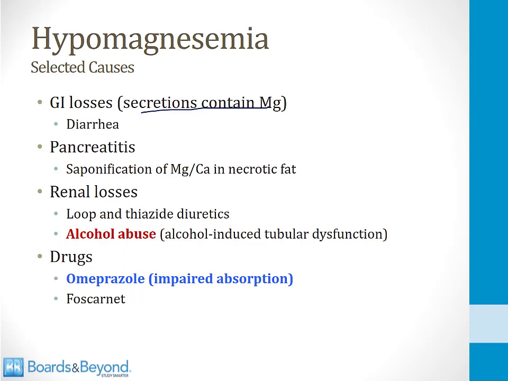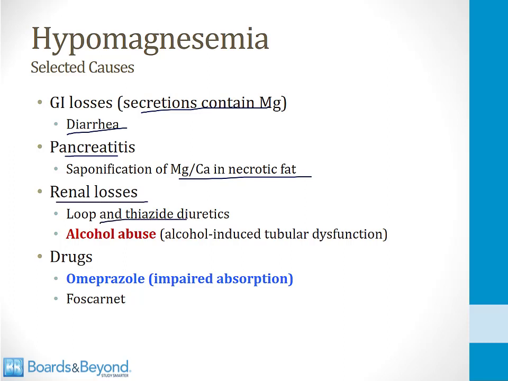GI secretions contain magnesium, so patients with diarrhea can develop hypomagnesemia. Pancreatitis can lead to a number of electrolyte abnormalities. Treating patients with pancreatitis involves close monitoring of the electrolytes. One of the reasons for this is that in pancreatitis, there's a process called saponification that occurs where magnesium and calcium collect in necrotic fat. There are a number of ways you can lose magnesium in the urine through the kidneys.